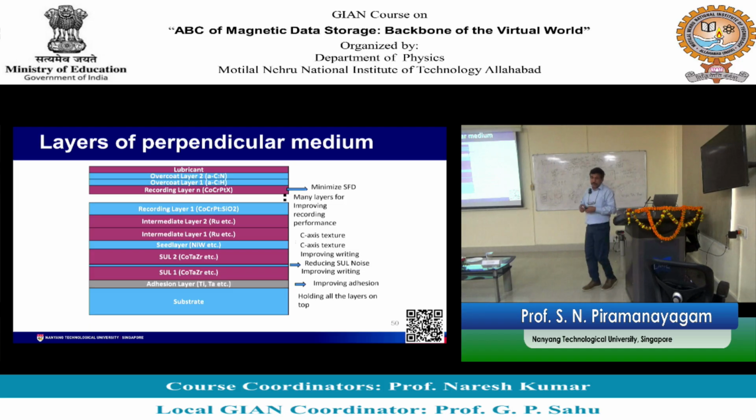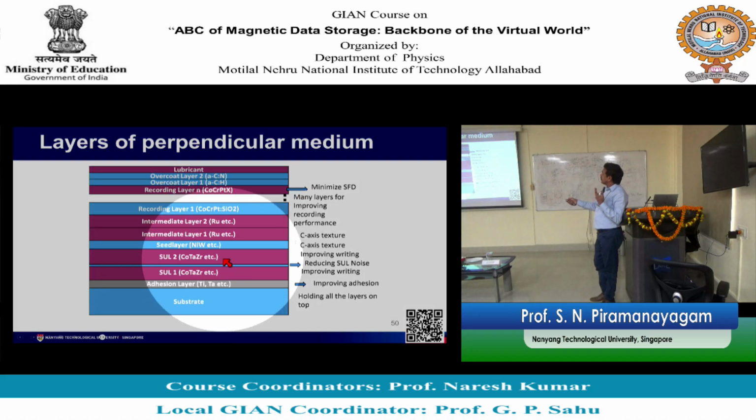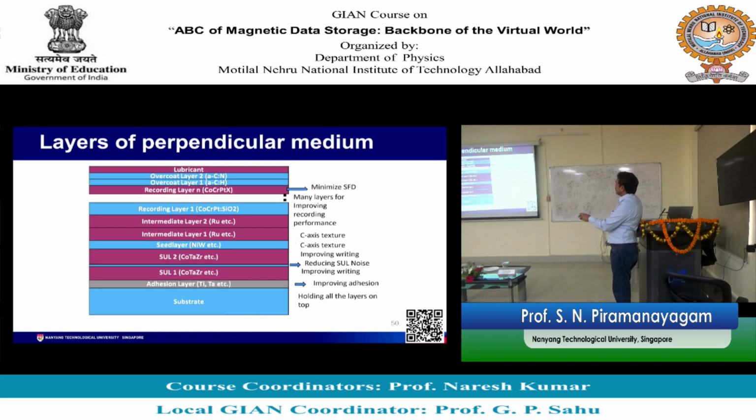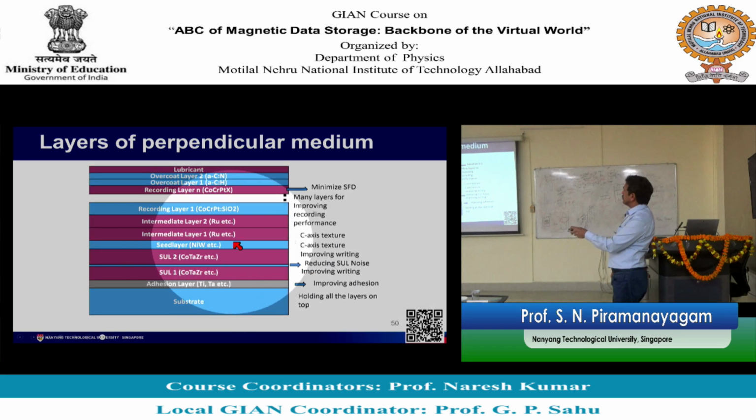Okay, so I told you that we have many layers in perpendicular recording media and they have some purpose. So, we learned that there is an adhesion layer, then the soft underlayer is not one layer, but it has 3 layers. So, that is for reducing the soft underlayer noise. Basically, these layers are for improving the writing performance. Then we have this layer for improving C axis structure of ruthenium. Then we have this layer of ruthenium for improving C axis structure of the recording layer, and we have this layer for isolating the grains, reducing transition noise.